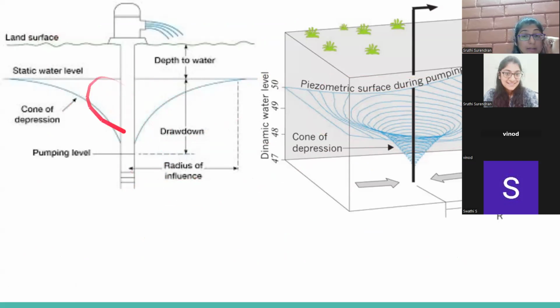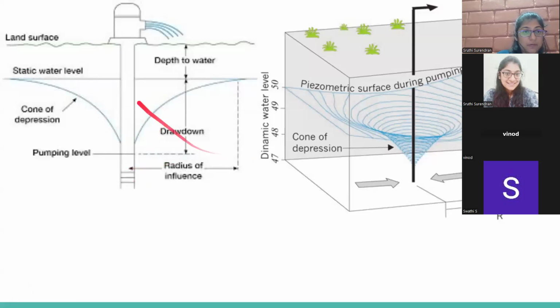Schematic representations. This is the kind of representation that you get for problems. This is the cone of depression, drawdown curve, radius of influence, and this distance from the water level to this point from where the cone of depression is starting is called the drawdown distance, and this distance from the mean sea level or whatever is the base of this well to the water level in the well is called the height of the water in the well. We'll be looking further into all of that in the coming questions.